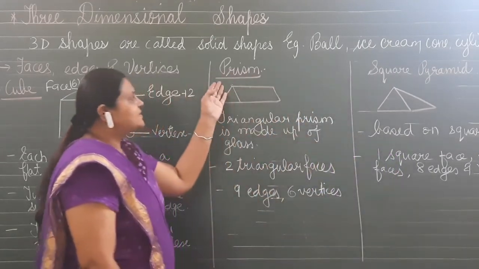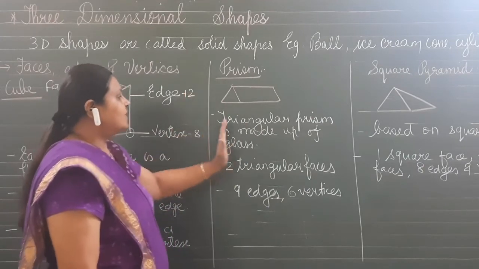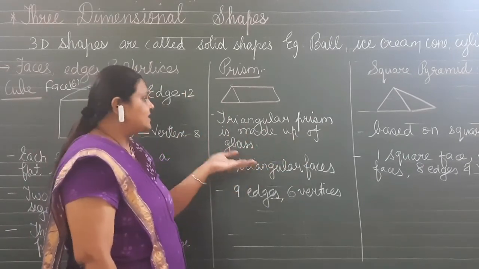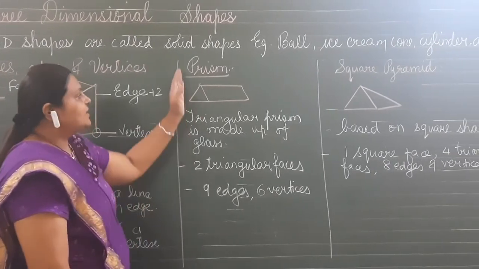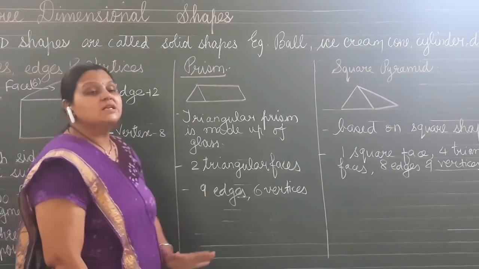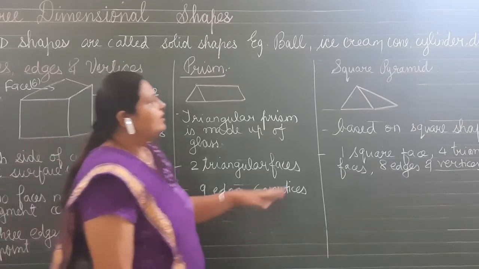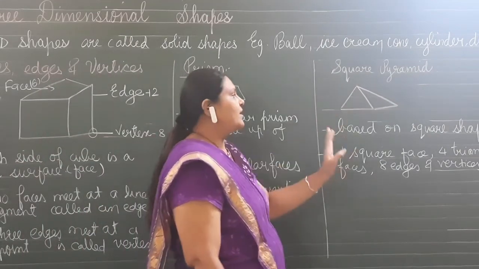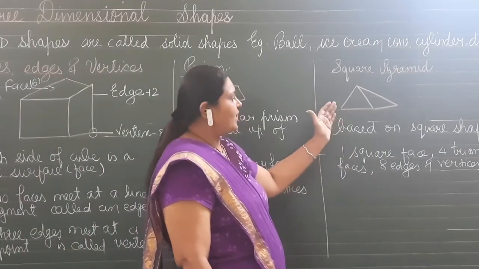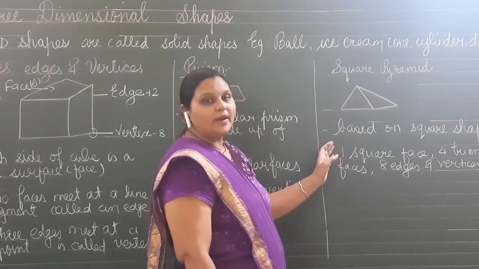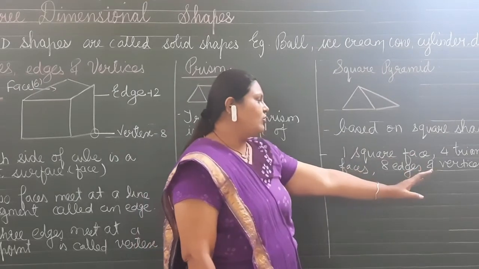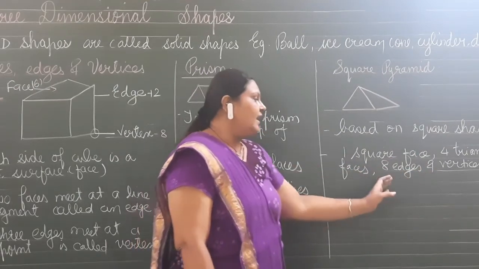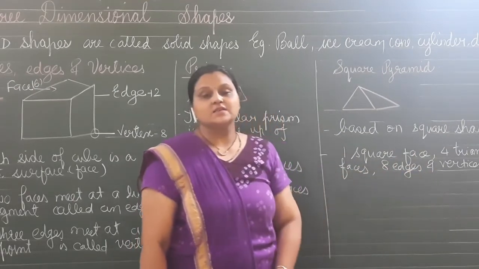Next is prism. A triangular prism is made up of glass. It is having 2 triangular faces. It is having 9 edges and 6 vertices. Next is square pyramid. This is the shape of a square pyramid. It is based on a square shape and it is having 1 square face, 4 triangular faces, as well as 8 edges and 5 vertices.